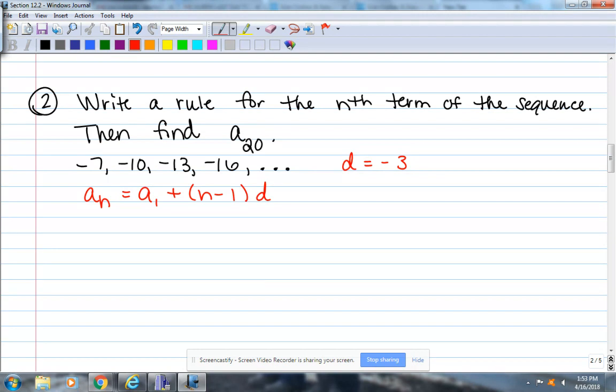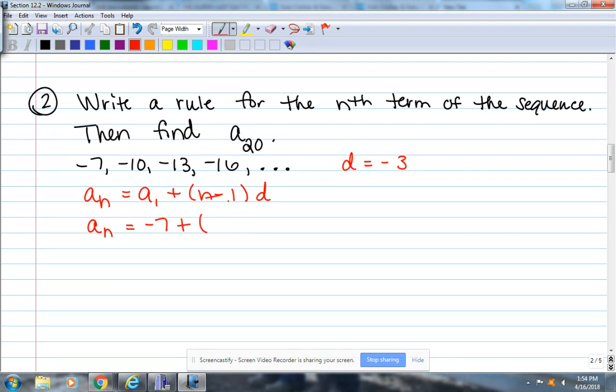But we don't know what n is, because the rule means we're finding it for any term, for the nth term. So we're not going to know what n is, but we're going to write a rule for whatever n is. So we're just going to leave it A sub n equals, what's our A sub 1? What does A sub 1 mean? The first one. -7. Very good.